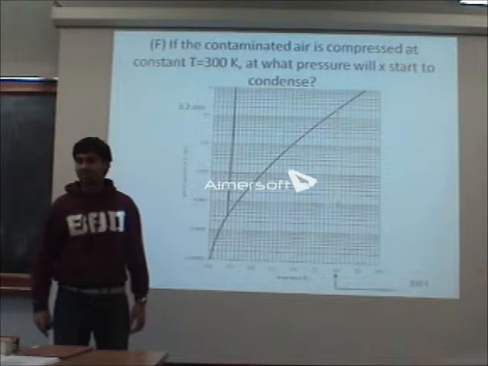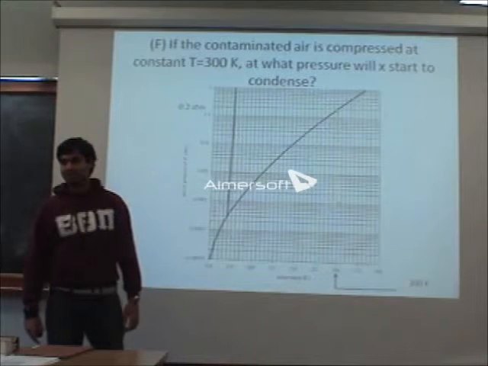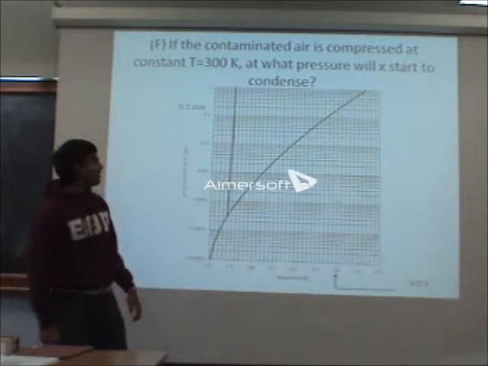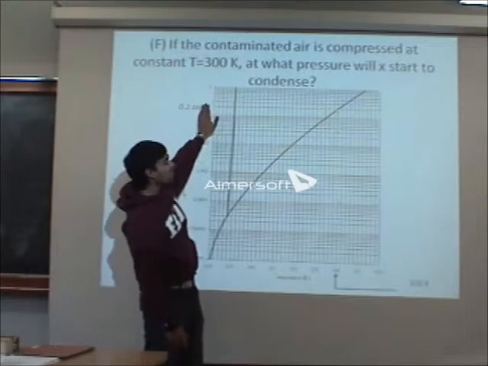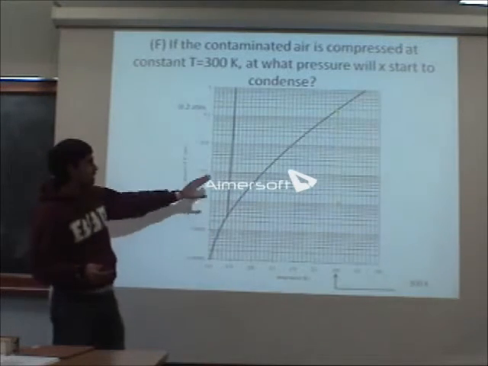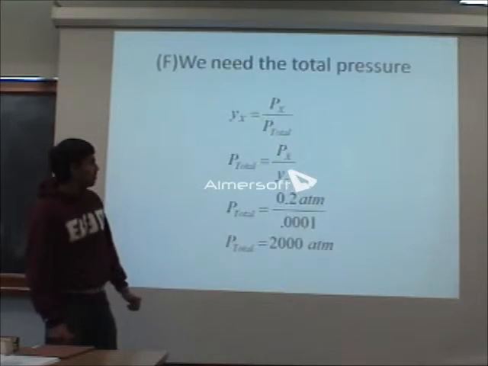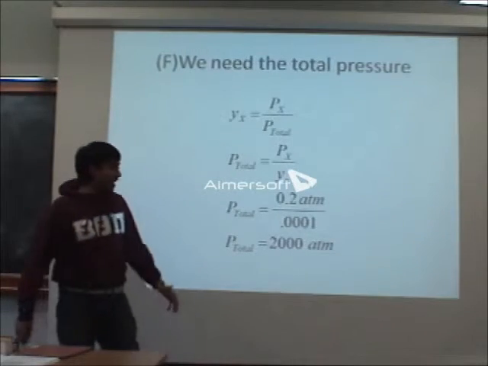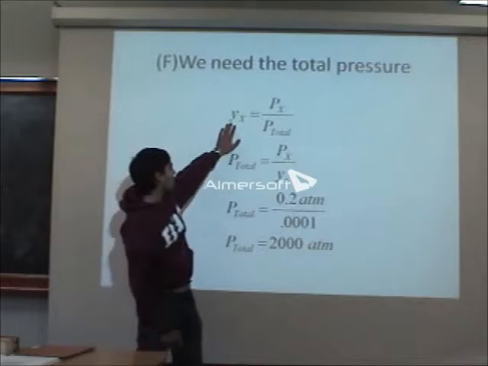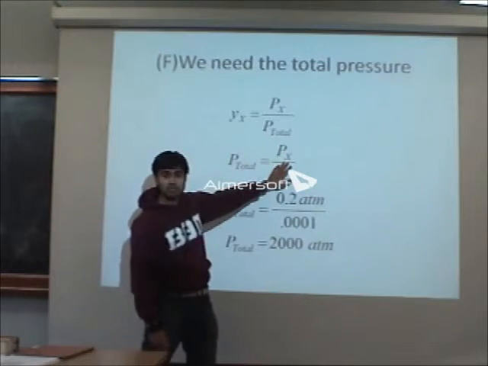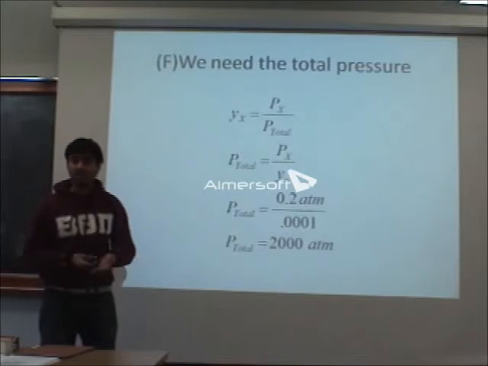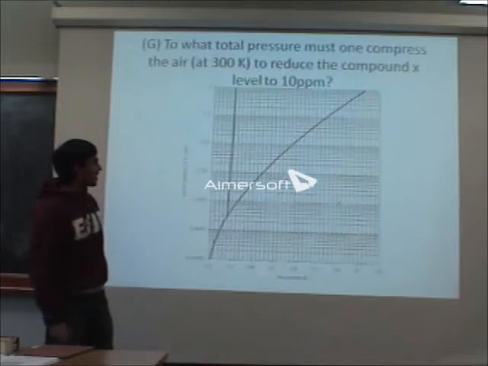Maxine? That's the only pressure, so you have to calculate that pressure. Correct. So what Maxine said is we found the partial pressure of X, but what the question asks is the total pressure when X will first start to condense. And we use the same relation we used in part A to find our total pressure, but now we know our concentration and we know our partial pressure, and we use that to find our total pressure of 2,000 atm, which is super, super high.